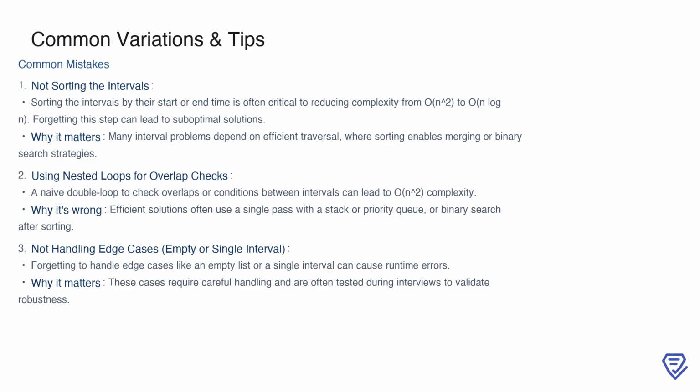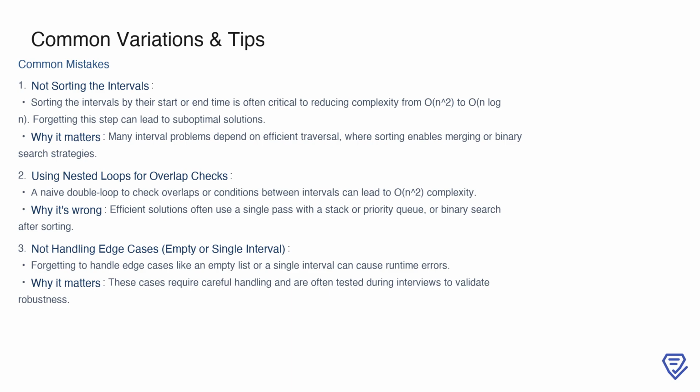When working with interval problems, there are several common mistakes to be aware of. The first is forgetting to sort the intervals, either by their start or end times. Sorting is critical because it can significantly reduce the complexity of your solution. For example, instead of an O(n squared) approach with nested loops, sorting allows you to use O(n log n) strategies like merging or binary search. This is particularly important for problems that involve efficient traversal or comparisons between intervals.